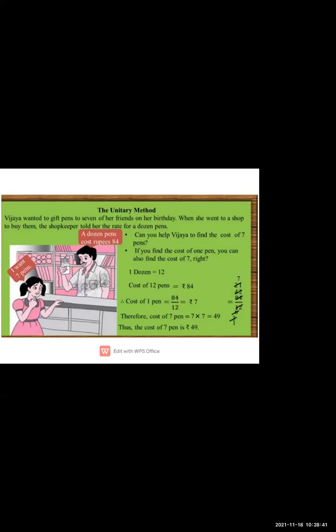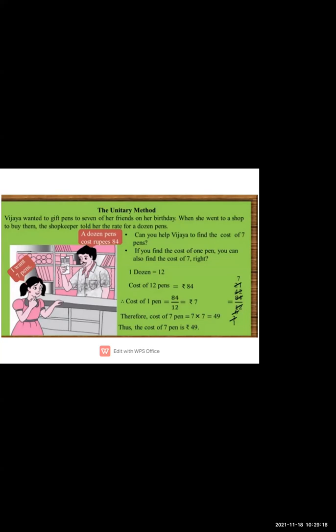Okay, Vijaya wanted to gift pens to 7 of her friends on her birthday. Listen to it carefully. She wants to give pens to 7 of her friends on her birthday. When she went to a shop to buy them, the shopkeeper told her the rate for a dozen pens. Dozen means what? 12. Okay, जहां पर 12 चीजों का ग्रुप हम बनाते हैं, that is known as a dozen.